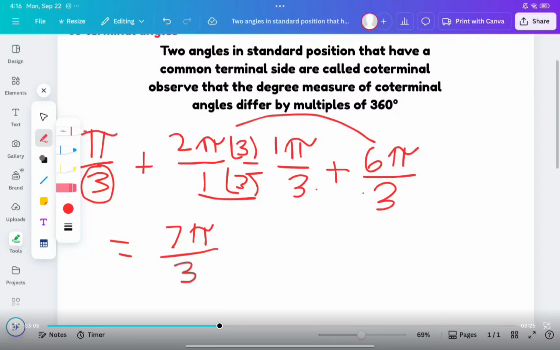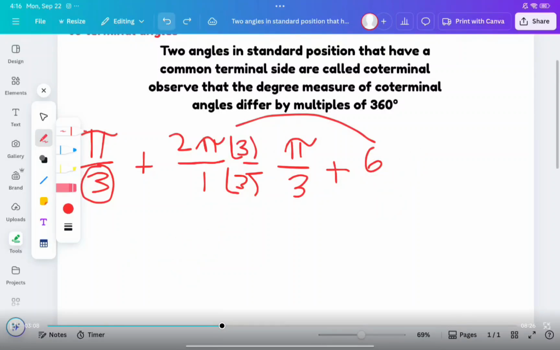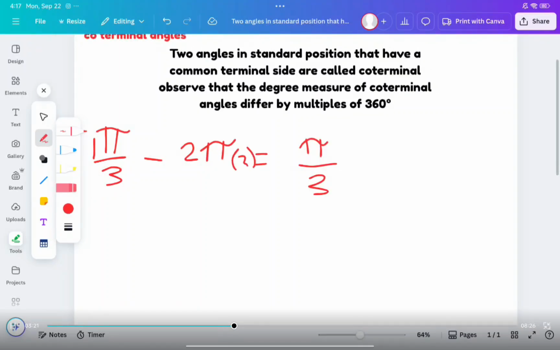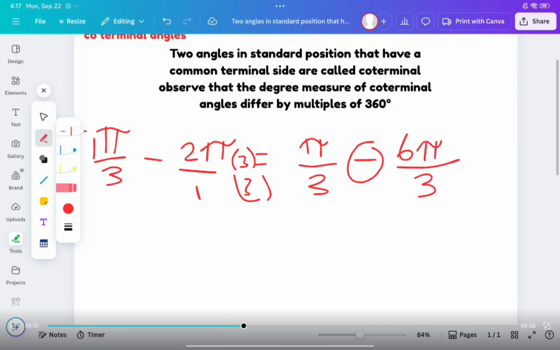For our negative coterminal, let's just do the same process, but let's change the sign, which is subtraction. So pi over 3 minus 2 pi. The process here is to multiply both 2 pi and 1 by 3, and our sign is negative. Let's write 6 pi over 3. Now 1 pi minus 6 pi is equal to negative 5 pi. And copy the denominator. And here's our negative coterminal.